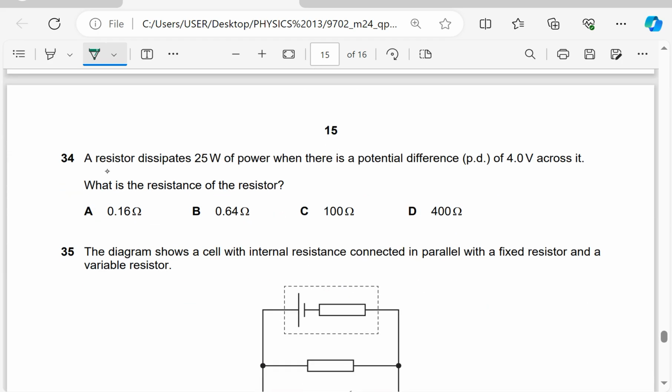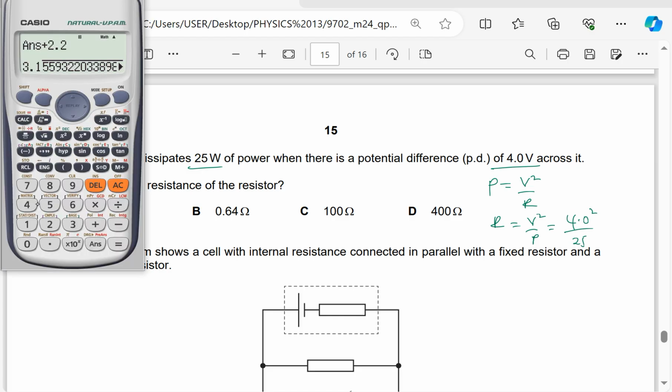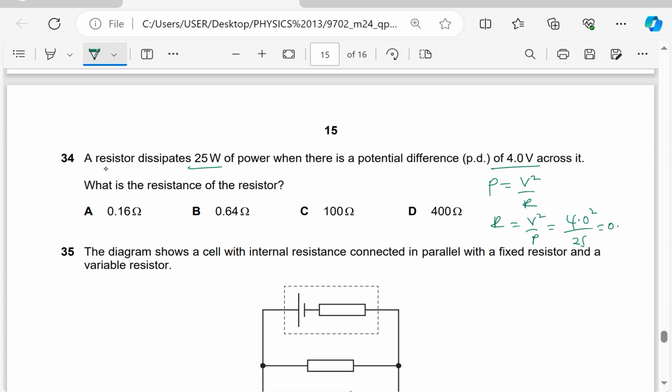A resistor dissipates 25 watts of power when there is a PD of 4 volts across it. What is the resistance of the resistor? We know that power in terms of V and R is equal to V squared divided by R. So it means R is going to be V squared divided by the power, which is 4 squared divided by 25, which is 0.64. So the answer is going to be B.